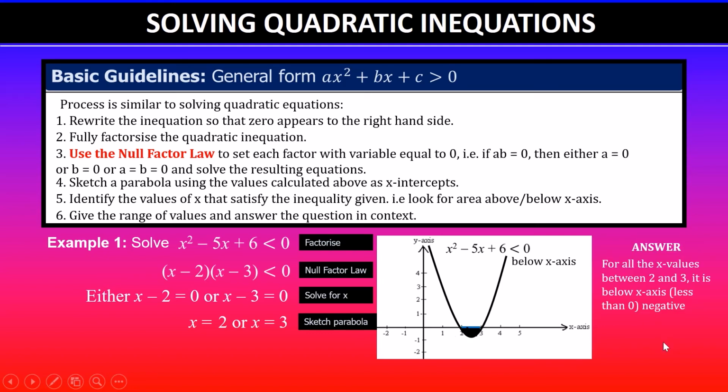So once I've got that, I can write my final answer: the solution to this is the x values between 2 and 3. As you can see here, below the x-axis means it's less than 0, and less than 0 means it's negative. And you can see all of the y values here are negative. Or I can give the answer in the inequality form. So x is greater than 2 and less than 3. So that's your final answer.